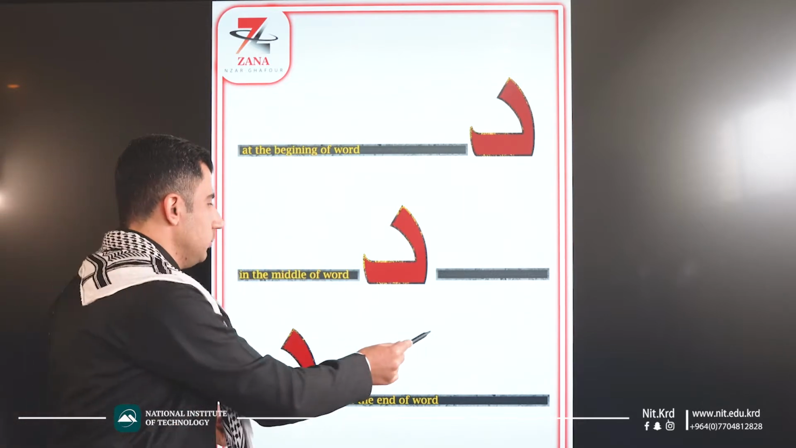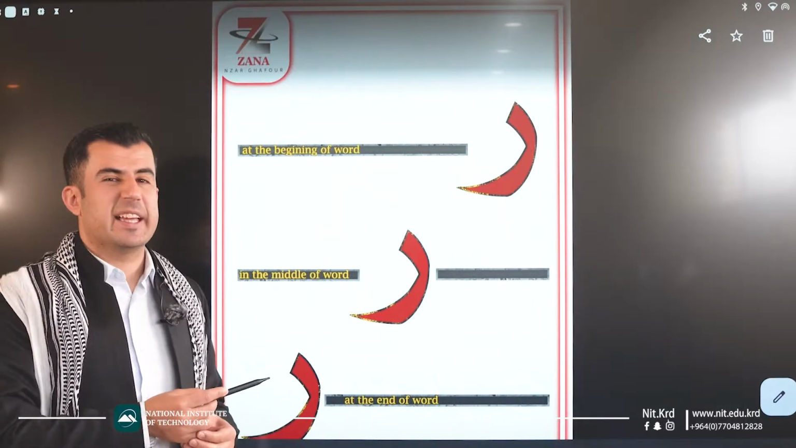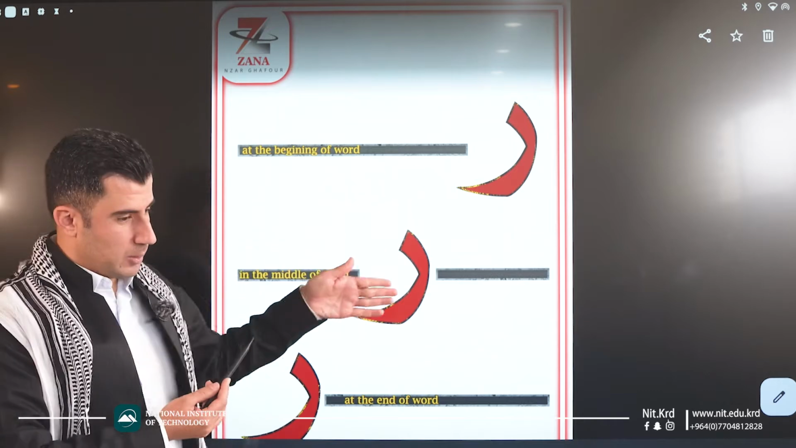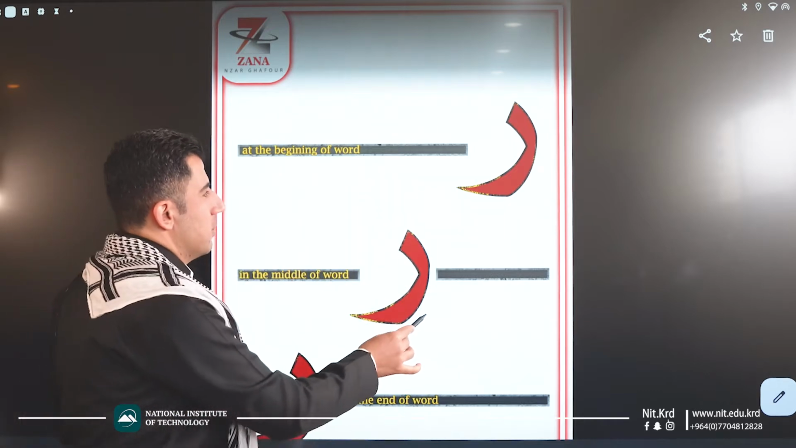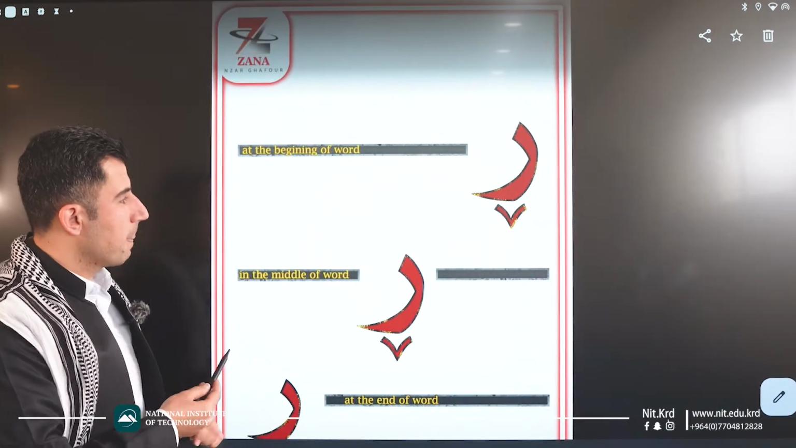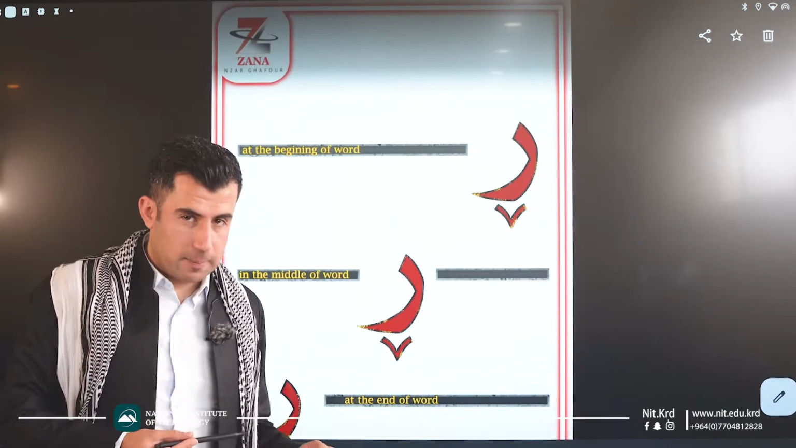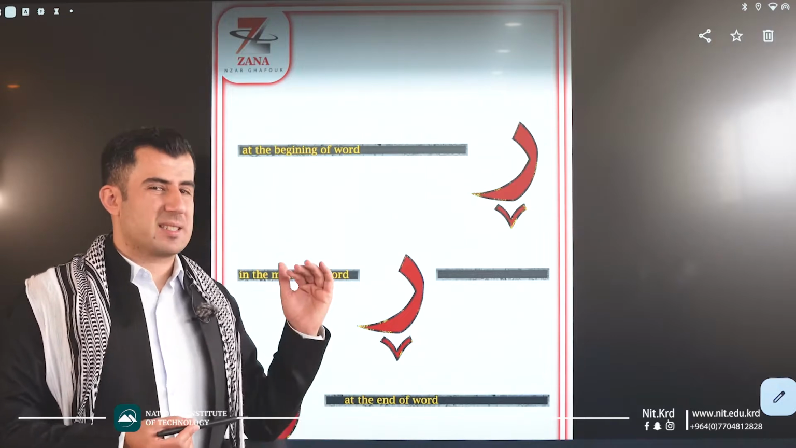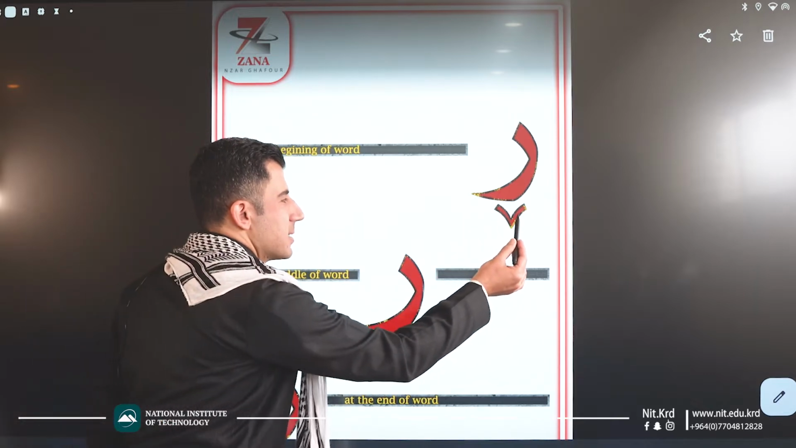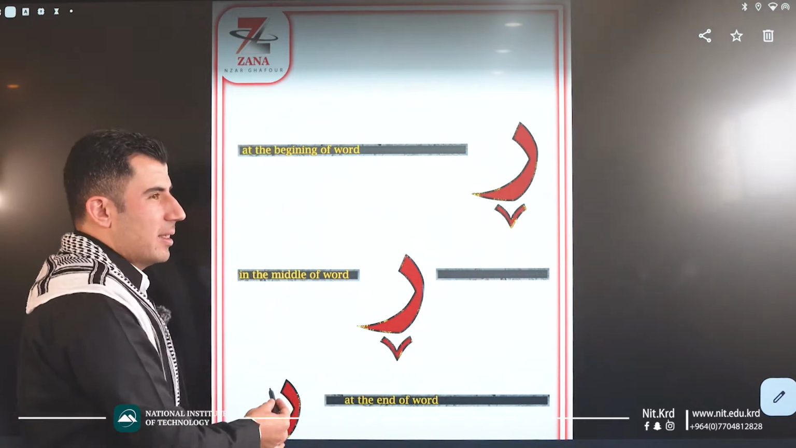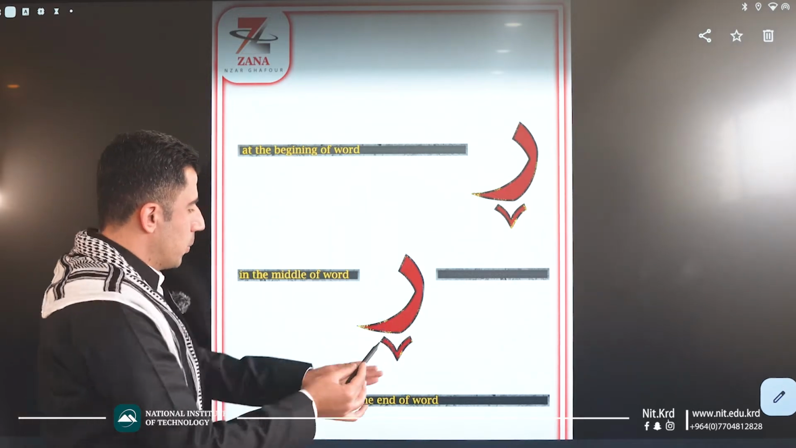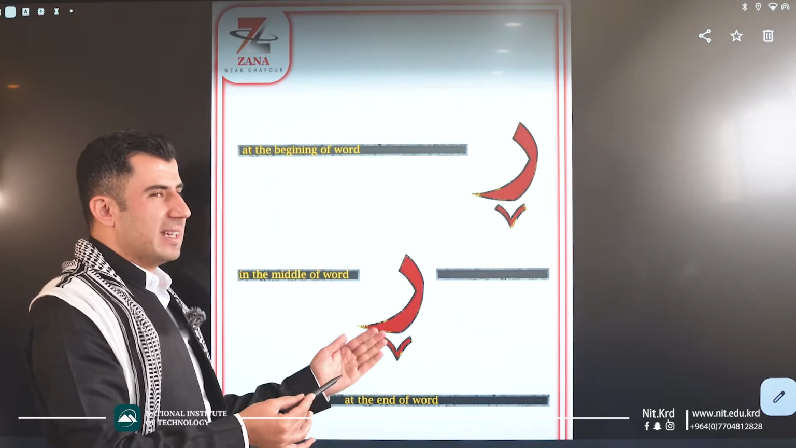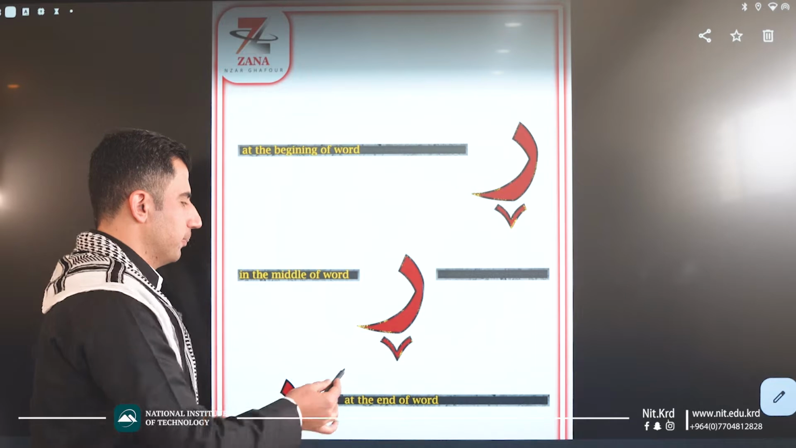It's easy. After that, we have re. It's also the same. We do not have any different shape. This one is a kind of hard re, but it's re, by using this mark under the letter. Without this it is re. By putting this under the re, it becomes a different letter.